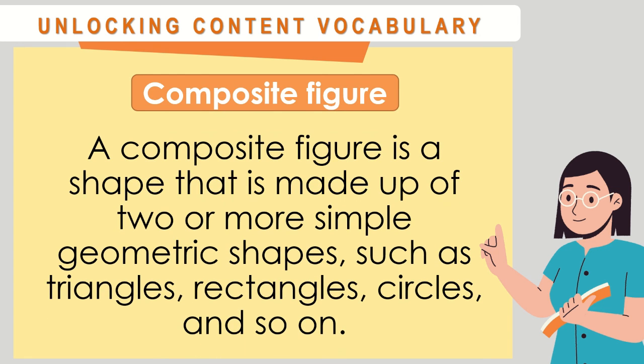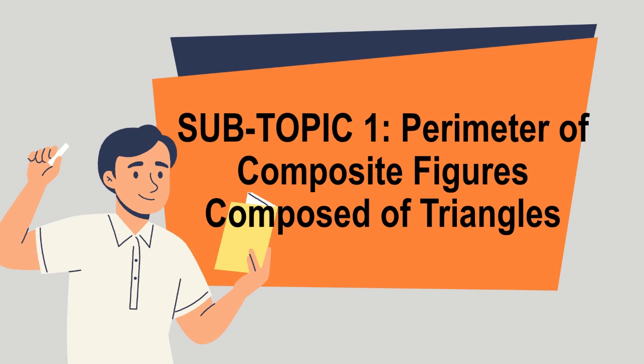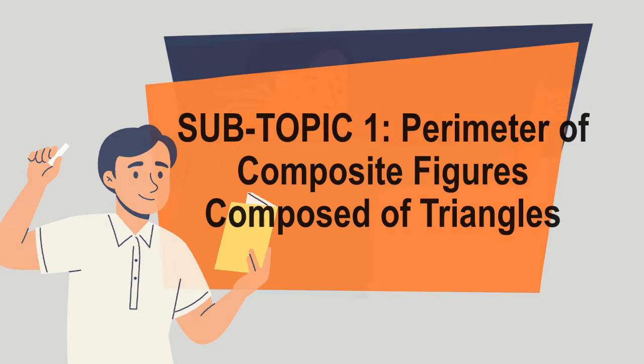Composite figure. A composite figure is a shape that is made up of 2 or more simple geometric shapes, such as triangles, rectangles, circles, and so on. For Day 2, Subtopic 1, Perimeter of composite figures composed of triangles.